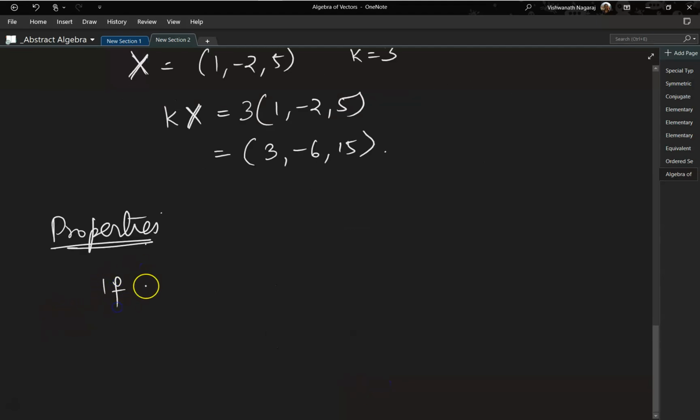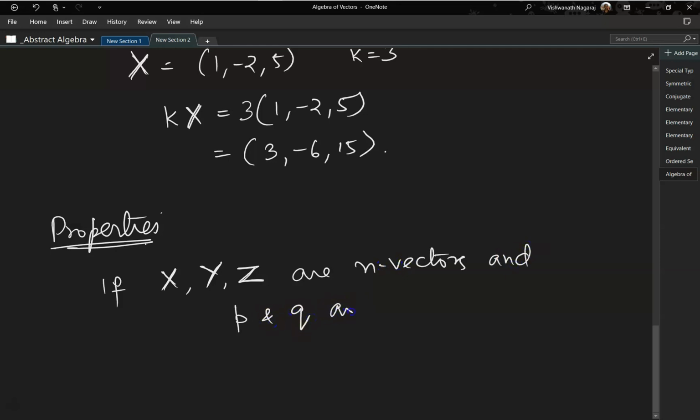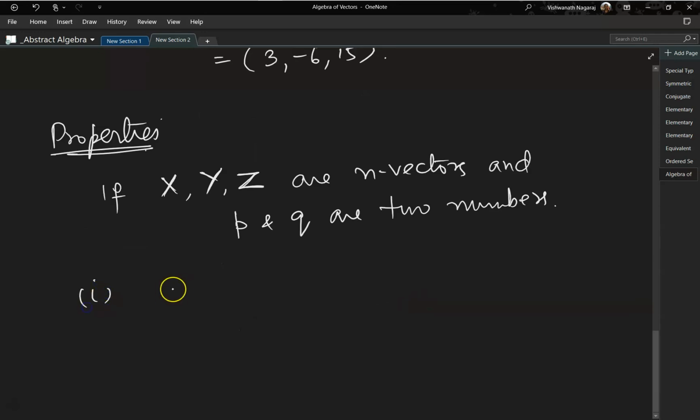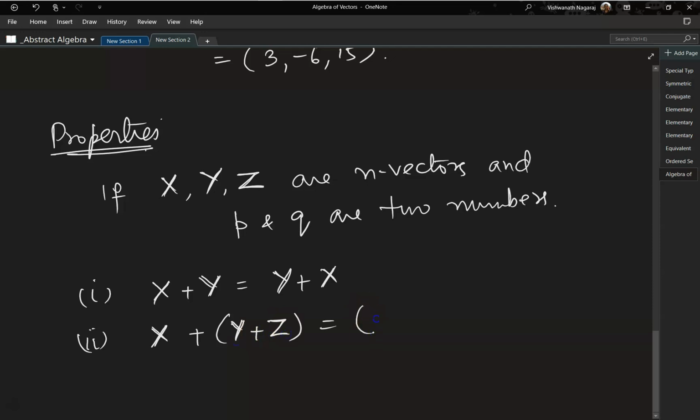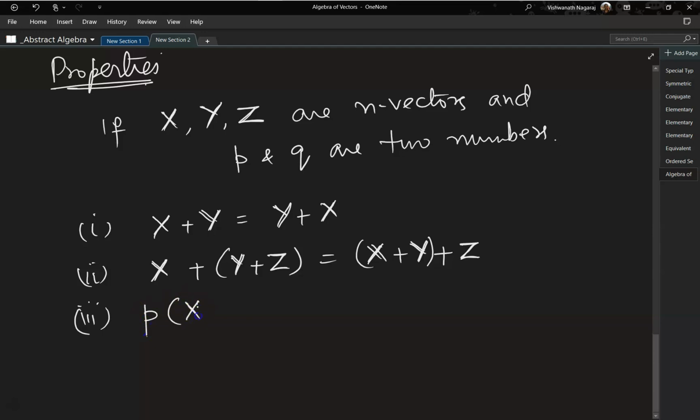So if we have, let's say, 3 n vectors x, y, z, and p and q are two numbers, then x plus y is equal to y plus x. Similarly, (x plus y) plus z is equal to x plus (y plus z). Now p times (x plus y) is equal to px plus py. Nothing great. All this we have already seen.